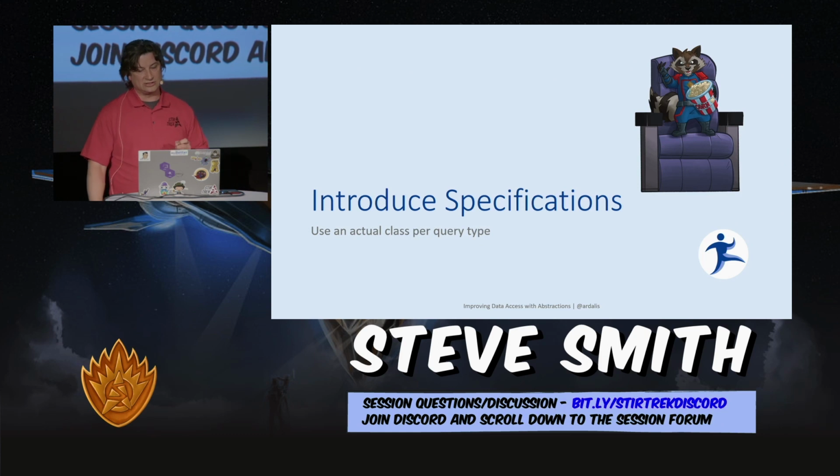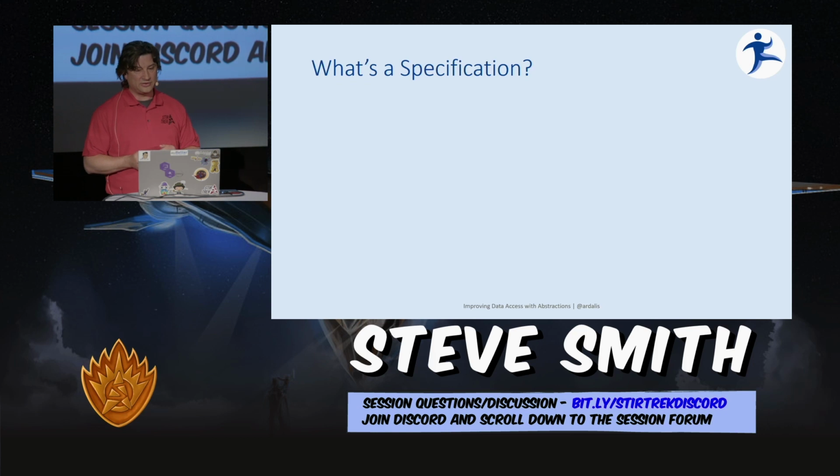Specifications are a design pattern which is used to encapsulate query logic as a class. Using this pattern, you have these really small, basically value object classes. They're generally immutable. You pass in whatever things they might need, like parameters, in their constructor. Once you have a constructed specification, you can pass that into your repository, and it can use that to construct a query. So it's pretty simple.